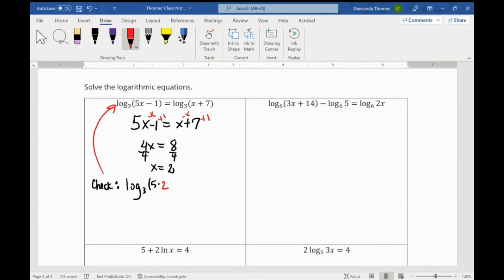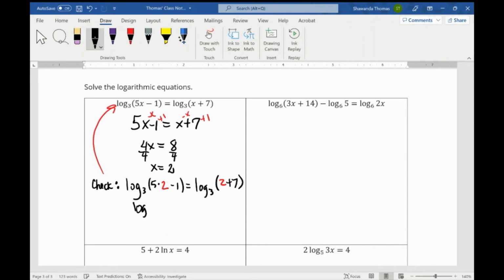Following our original equation as a guide, we're plugging in our proposed x. We have minus 1 here equals log base 3 of 2 plus 7. So does the left hand side equal the right hand side?